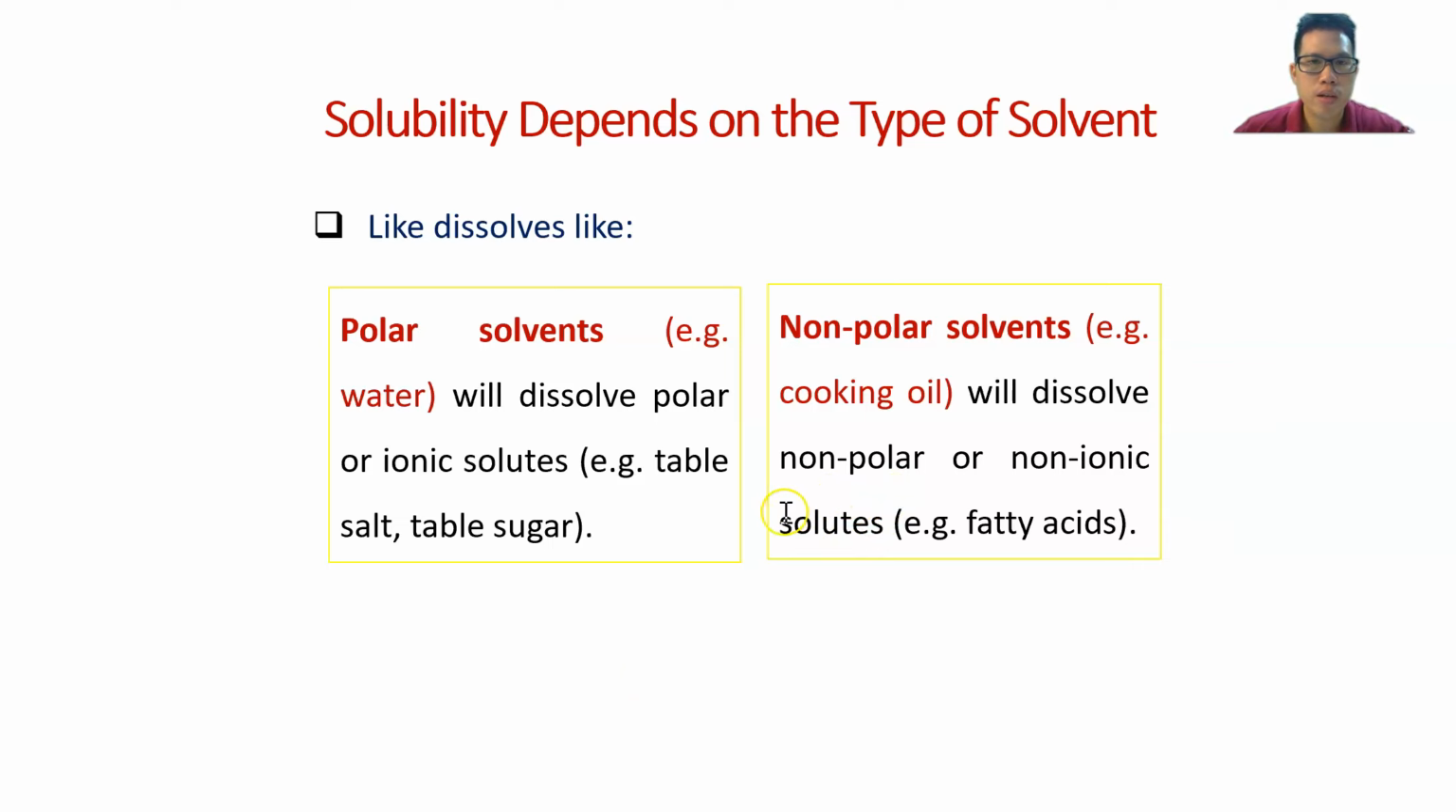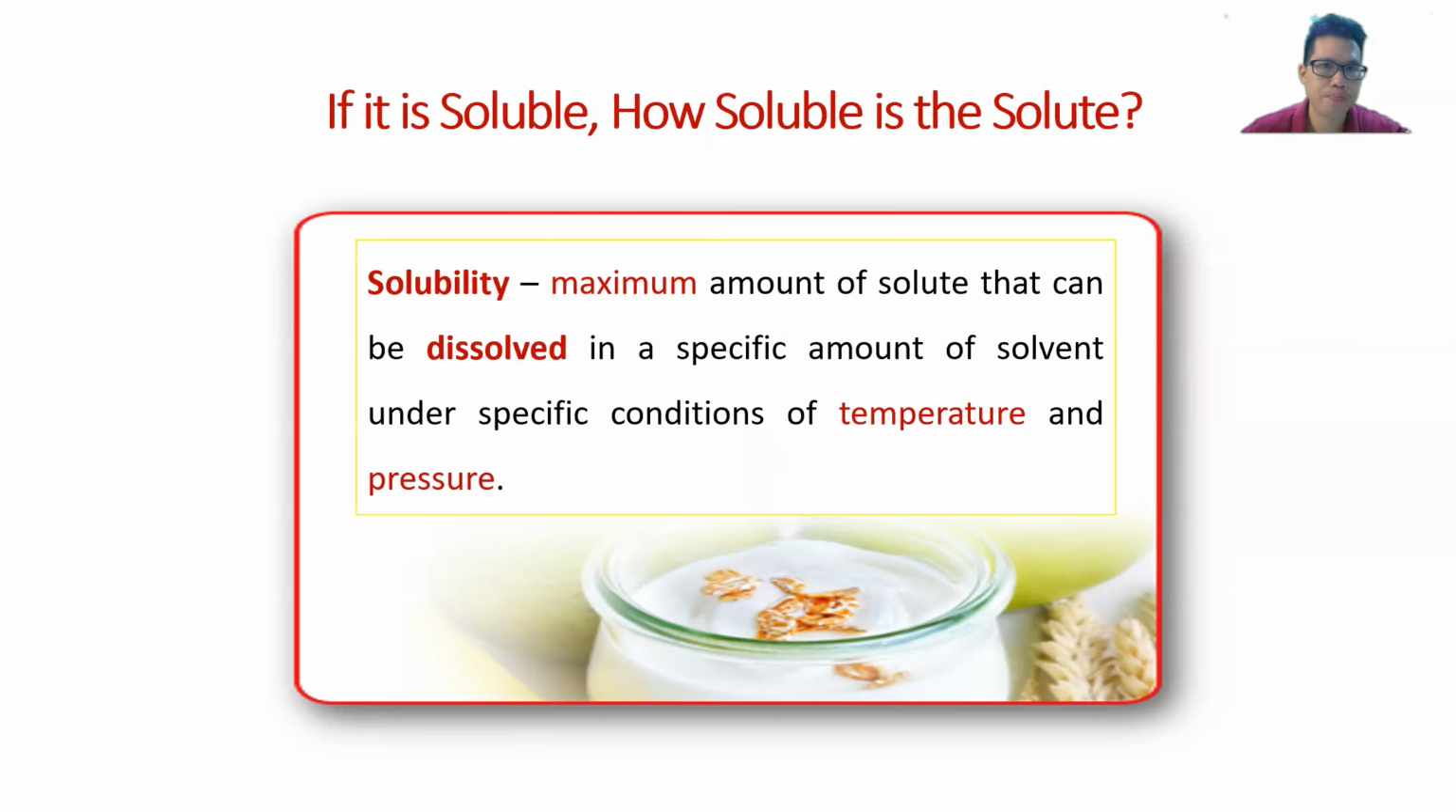As mentioned right before, the polar solvents will dissolve polar or ionic solutes. Very important. In organic chemistry, we have already learned what is a polar molecule and what is an ionic solute. When you're looking at the non-polar solvent, it will dissolve non-polar or non-ionic solutes. So polar with polar, non-polar with non-polar. Always remember that: polar doesn't dissolve non-polar, or non-polar doesn't dissolve polar.